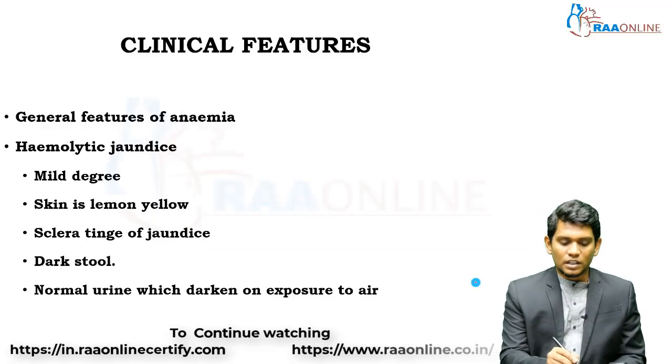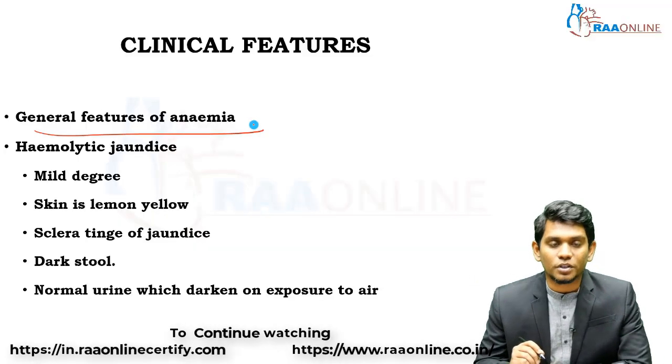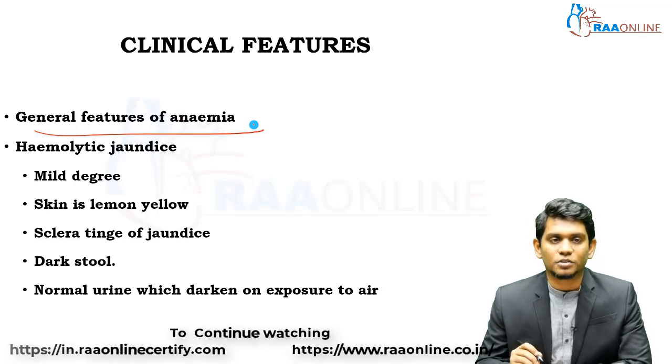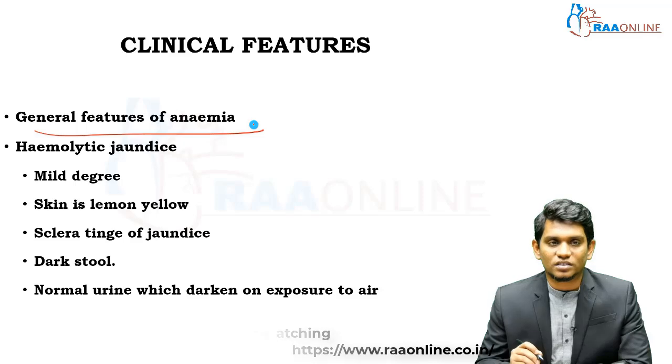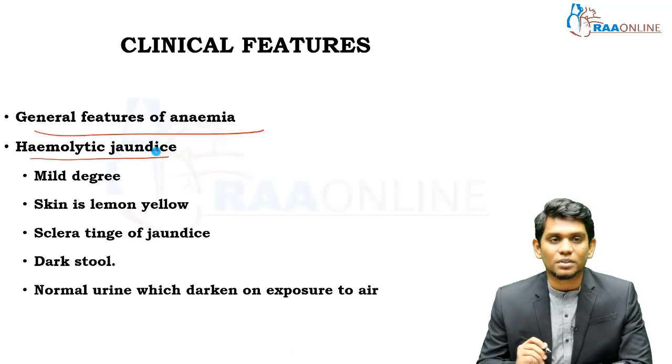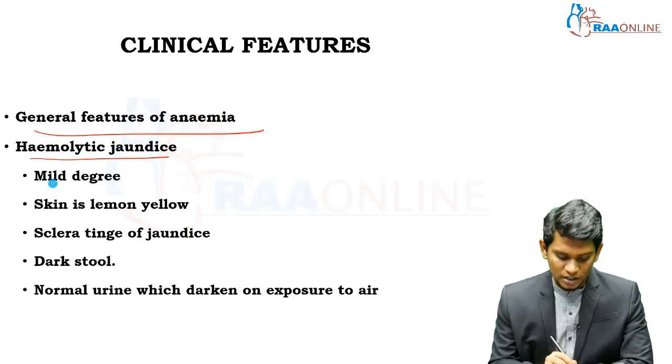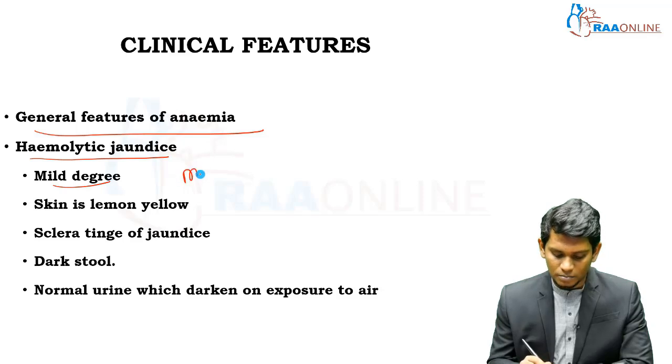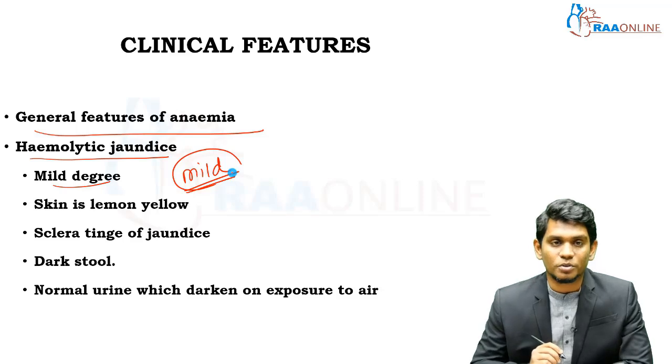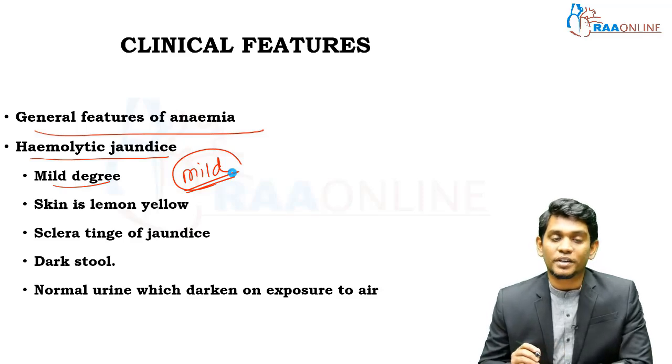What are the clinical features? As I told in last class itself, you should have learned about the general features of anemia: tired, lethargy, lassitude, unable to concentrate, all these things. Whereas certain hemolytic anemias have certain features. They are usually anemia of mild degree, that means hemoglobin will not be very severe. Hemoglobin is usually reduced than normal, but it is not very reduced. You cannot find hemolytic anemia at 3-4 gram per deciliter. It should be around 9-10.